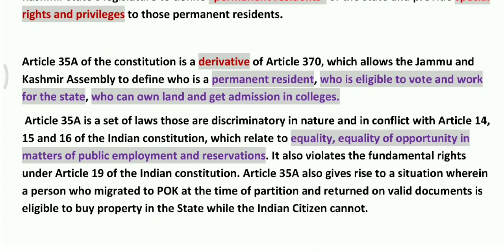Those are discriminatory in nature and in conflict with Article 14, 15 and 16 of the Indian Constitution, which relate to equality of opportunity in matters of public employment and reservations. It also violates the fundamental rights under Article 19 of the Indian Constitution. Article 35A also gives rise to a situation wherein a person who migrated to POK at the time of partition and returned on valid documents is eligible to buy property in the state, while the Indian citizen cannot.